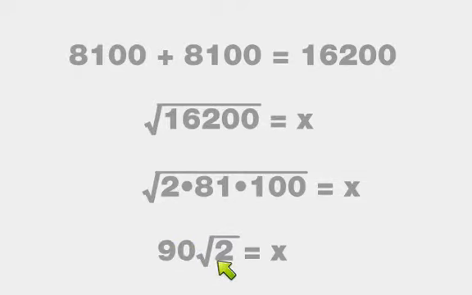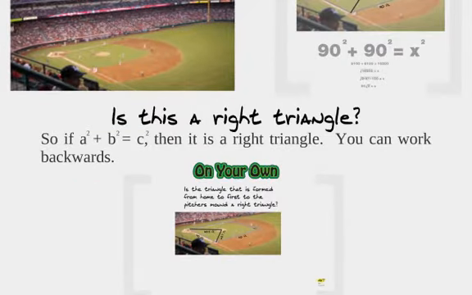That's interesting. What were the original leg lengths? 90 and 90. It's 90 times the square root of 2. That's something that you can remember as a pattern. If the legs are the same length, just put the leg number there and multiply it by the square root of 2. Pretty cool.